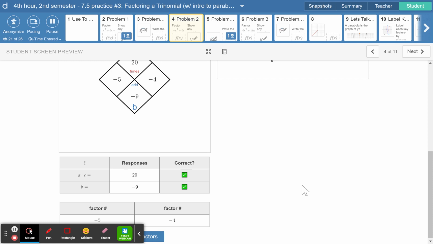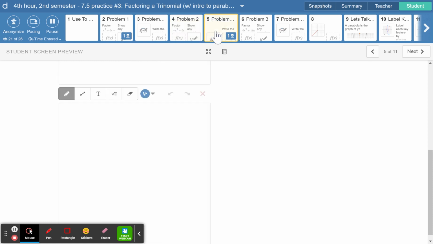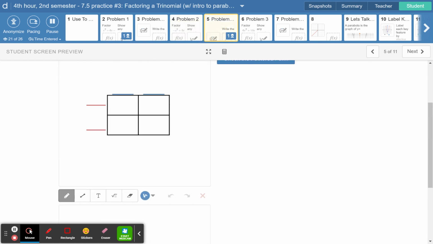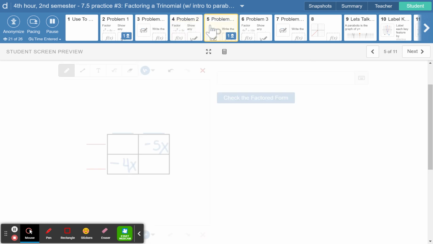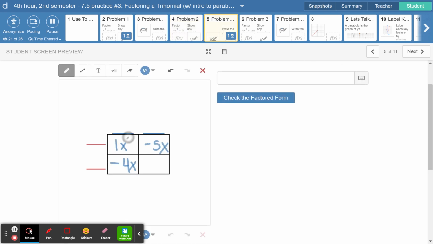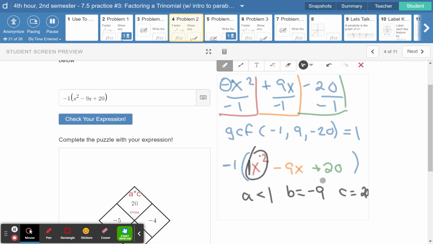Now the reason for the negative 5 and negative 4, that is splitting up your x's in the area model. So write negative 4, write negative 5 in the diagonals. Don't forget to write the x's. And then go back to your slide 4. You guys can go back. Your new a value is 1x squared. Your new c value is 20.